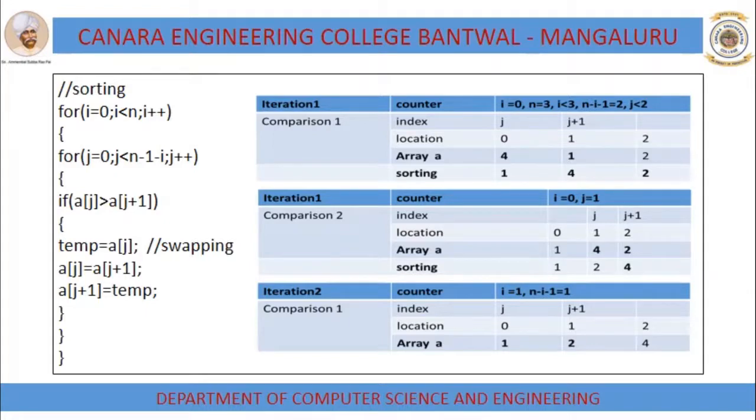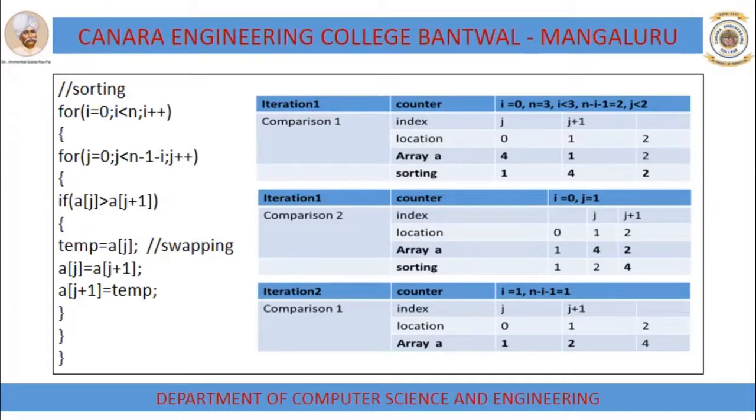i is incremented by 1. i was 2, incremented to be 3 now. So 3 is less than n. n is 3, so 3 is less than 3? The condition is false, so control will come outside the for loop and execute whatever instruction is given next to this curly brace. This indicates the end of the outer for loop.